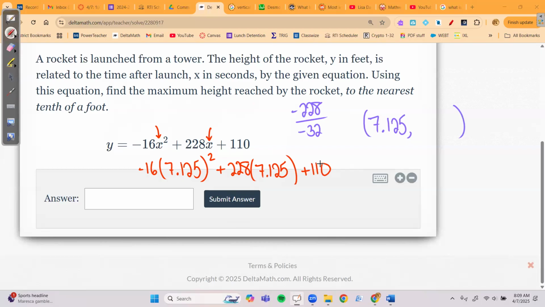I'm going to type that in real quick. Negative 16, open parenthesis, 7.125, close parenthesis, squared, plus 228, parenthesis, 7.125, close parenthesis, plus 110. And I'm going to get 922.25. So that number obviously represents the maximum height of the rocket.